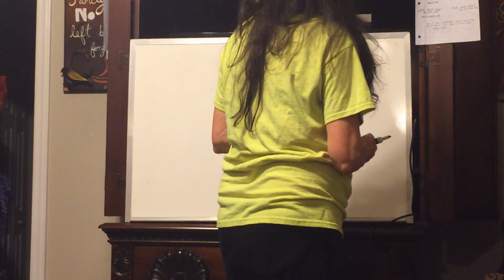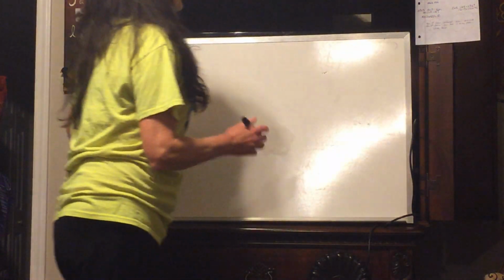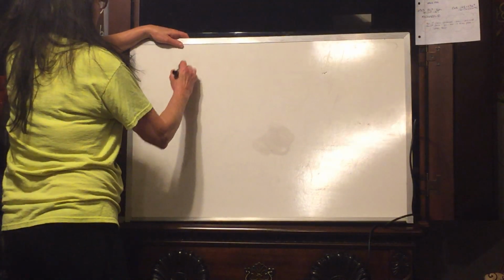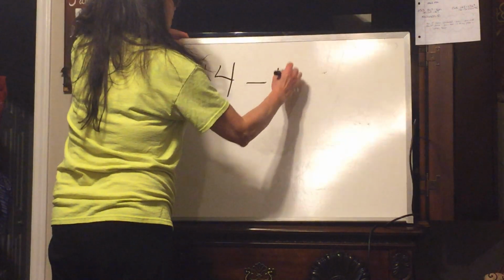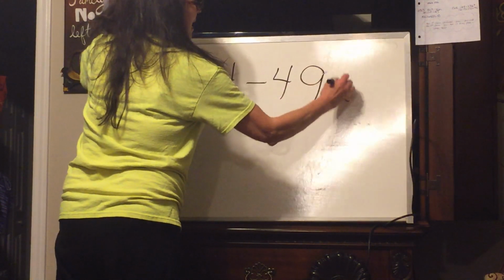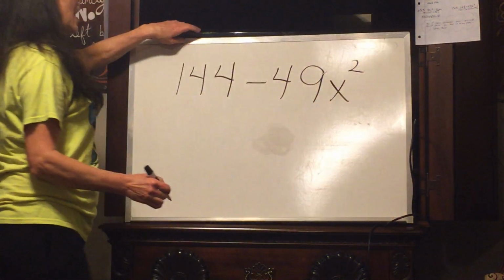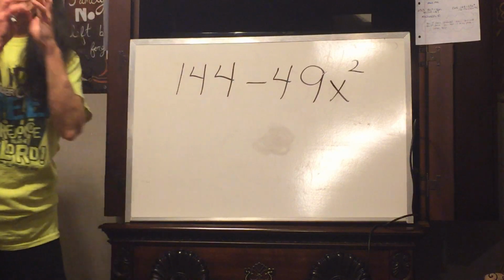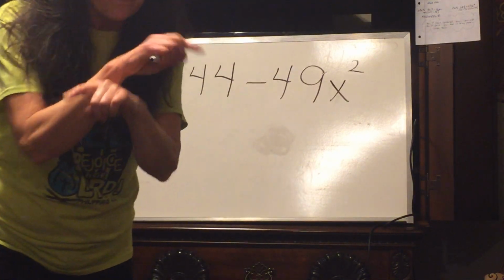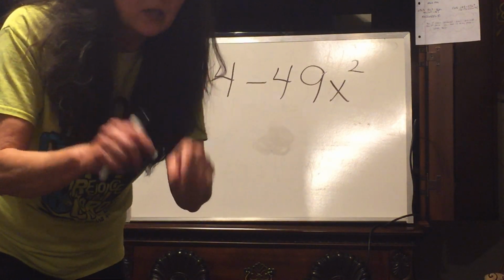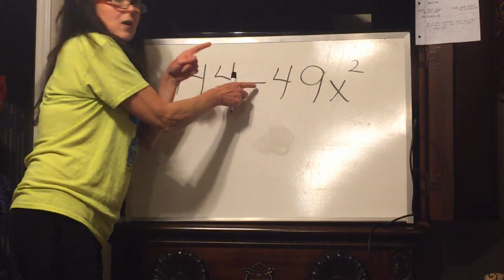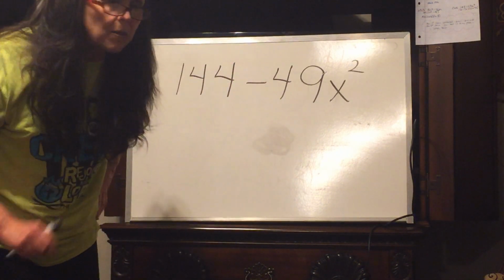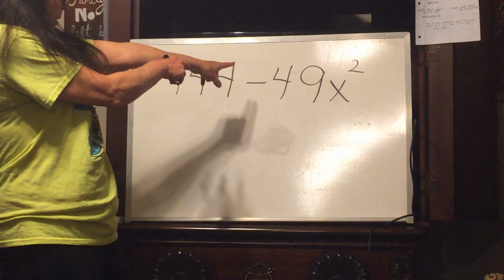Well, how about this one? This is 144 minus 49x squared. Now, a lot of kids would be so tempted to put that x squared first, but you don't. Okay? You leave it the way it is because you don't want to mess up your minus. The minus must be in the middle, and it is.